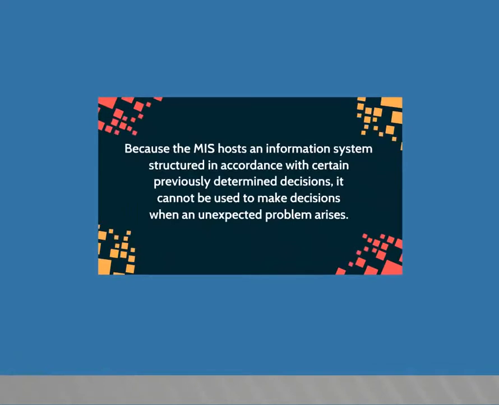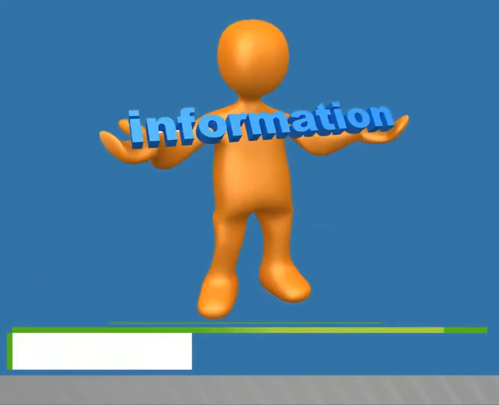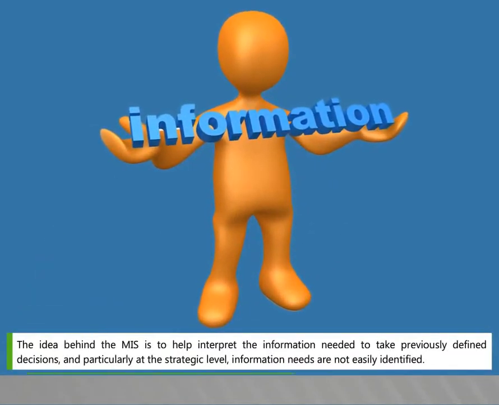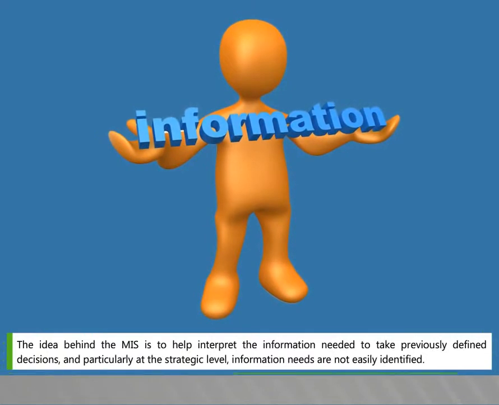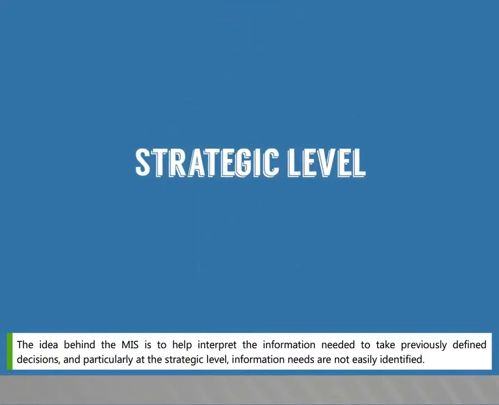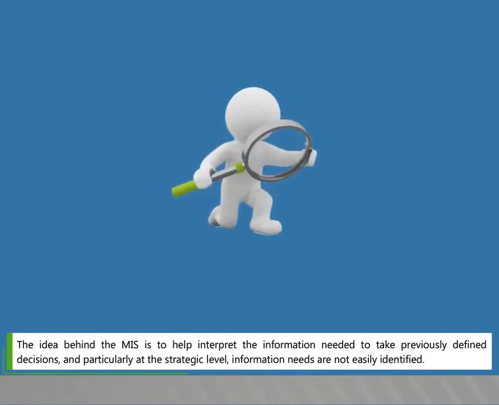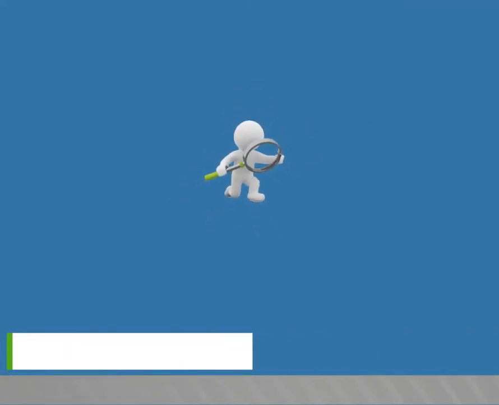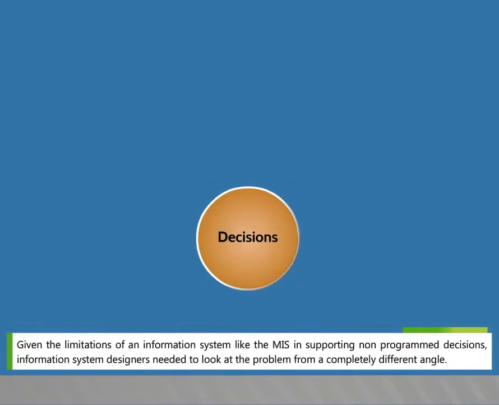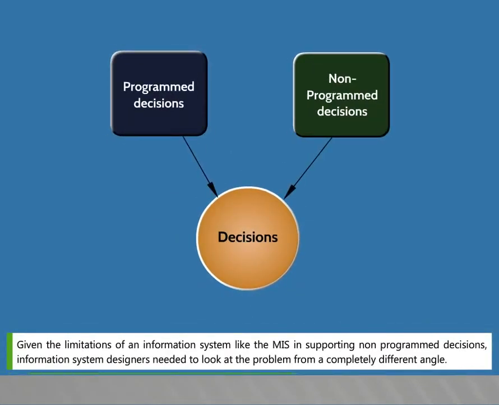Because the MIS holds an information system structured in accordance with certain previously determined decisions, it cannot be used to make decisions when an unexpected problem arises. The idea behind the MIS is to help interpret the information needed to take previously defined decisions, and particularly at the strategic level, information needs are not easily identified. Given the limitations of an information system like the MIS in supporting non-programmed decisions, information system designers needed to look at the problem from a completely different angle.